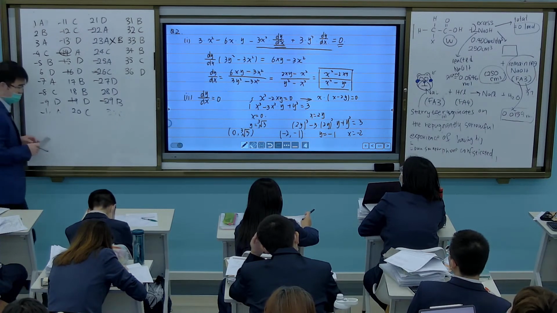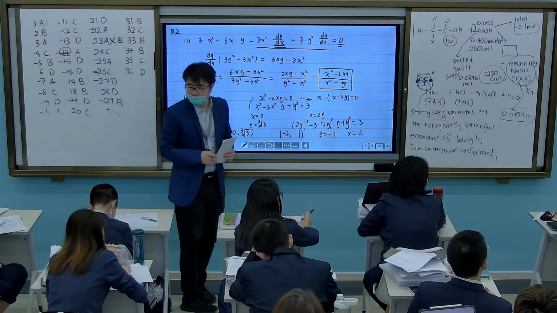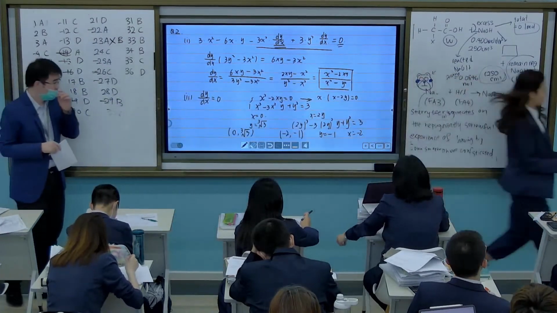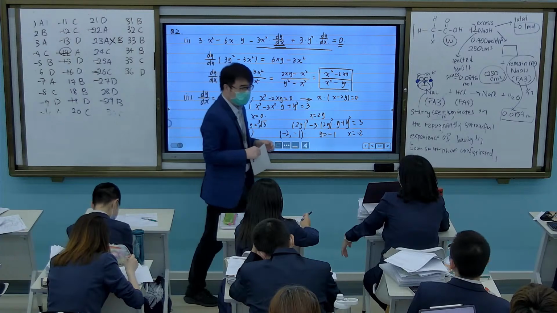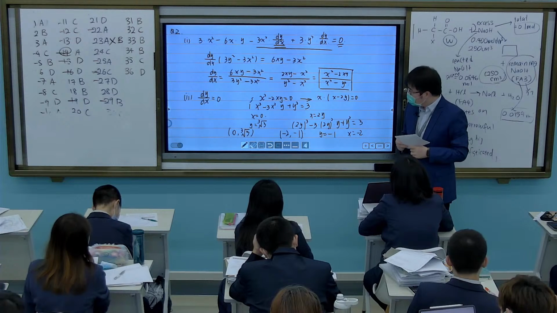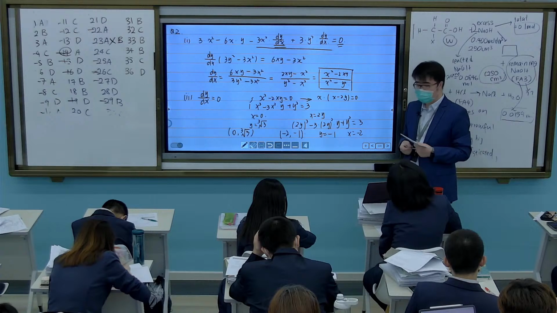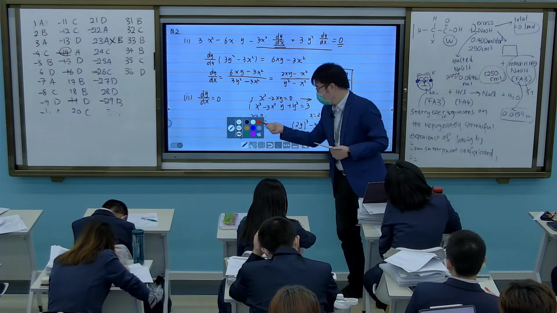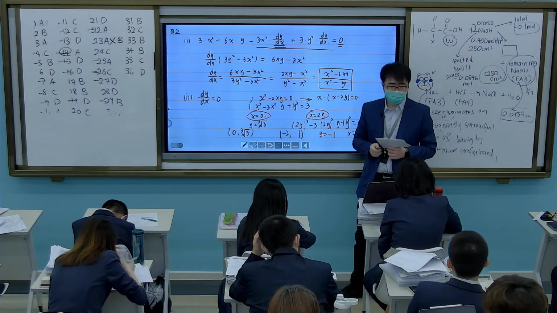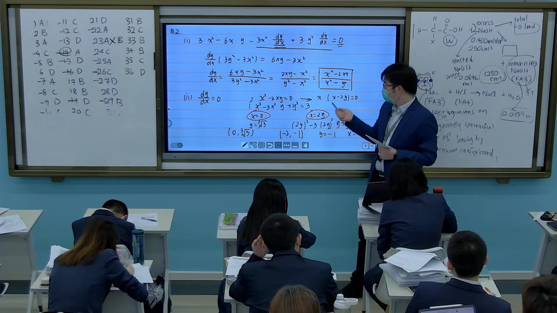What's wrong with your calculation? Why 1 negative 1? Okay, let's say these two we can get, right? Why? You cannot just ignore x.